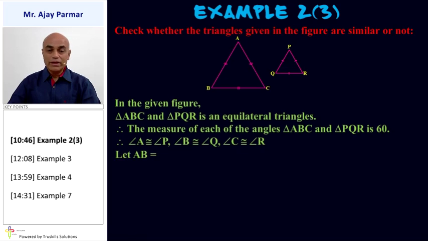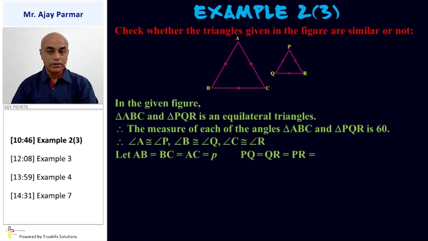Also, AB is equal to PQ is equal to BC is equal to AC. Let us call that, say, P. And exactly the same way, PQ is equal to QR is equal to RP is equal to, say, some number Q, where P and Q both can never be 0, because we know that the sides of a triangle cannot be 0. That means AB upon PQ is equal to BC upon QR is equal to AC upon PR is equal to P upon Q in any case.